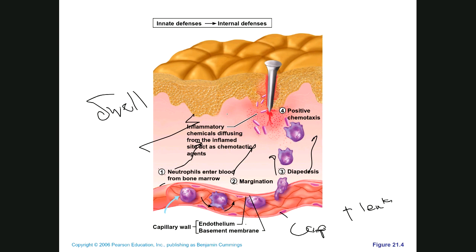Not only will fluid leak out, but so will proteins. And one of the proteins that's going to leak out is what we saw in blood. It's called fibrinogen. Do you remember that one? Fibrinogen. Once fibrinogen gets out here, it gets converted to fibrin. And so we're going to form sort of a clot, but it's more like a wall. It's more like a walling off. And so a whole bunch of things are going to happen.